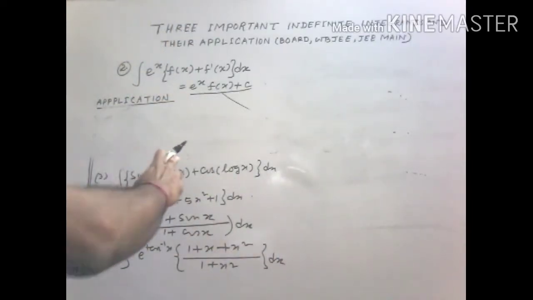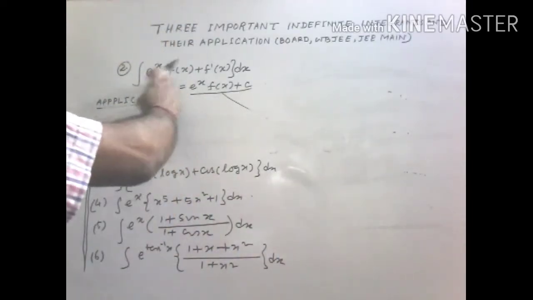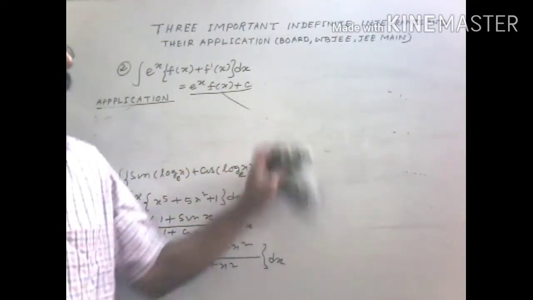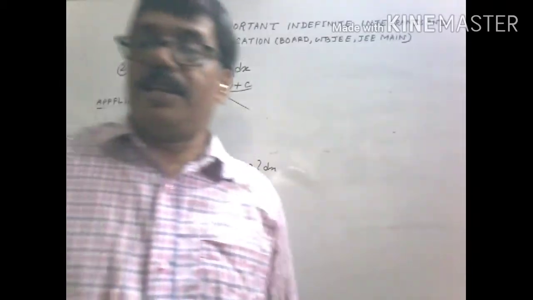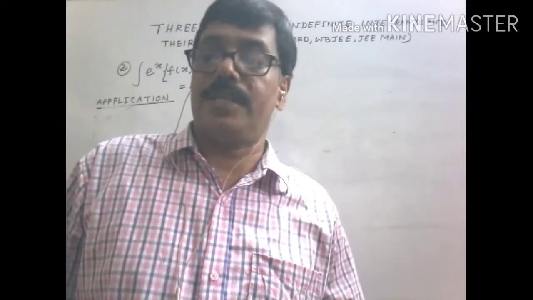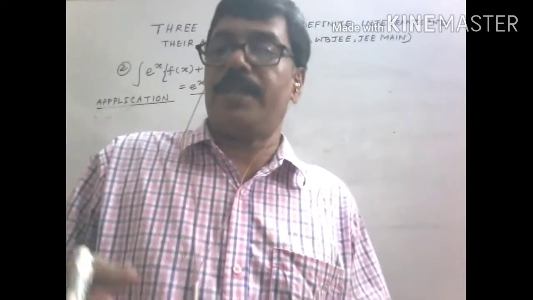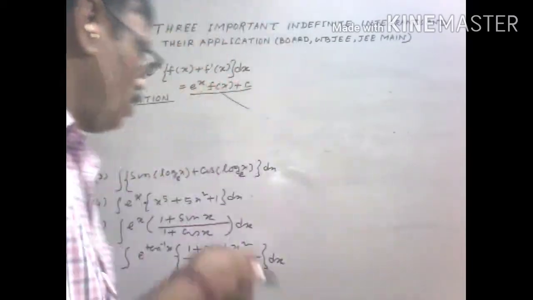So this is not given in standard form. Here the base of log is obviously e. In mathematics, ln means base is e. And in mathematics, if base is not mentioned, we suppose that base is e.